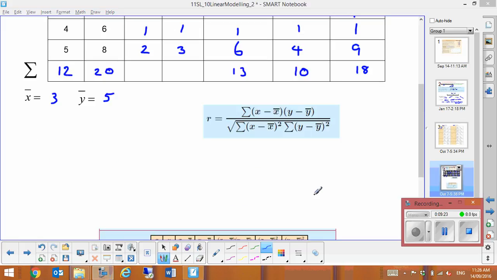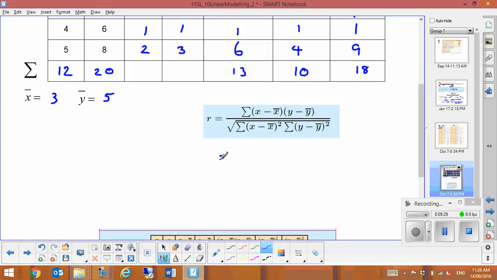Okay, hopefully you've filled that in now. So now we can put all these into our table. So to get our r value, or into our formula, to get the numerator, we need the sum of those two multiplied. So that was 13, divided by the square root of the sum of the x minus x bar squareds, which was 10, times, and that one's 18. Pop that into your calculator.